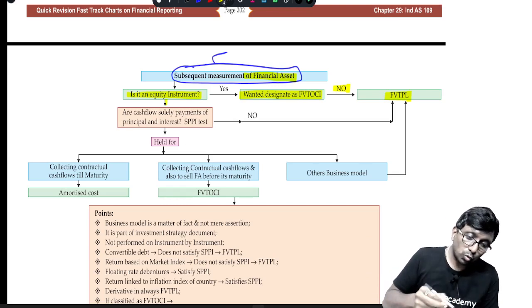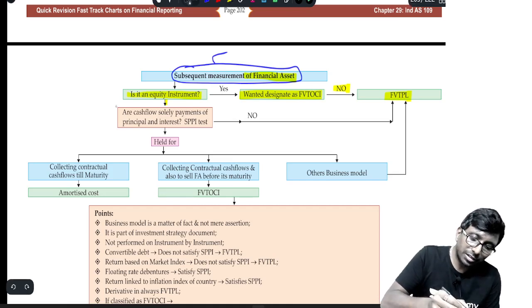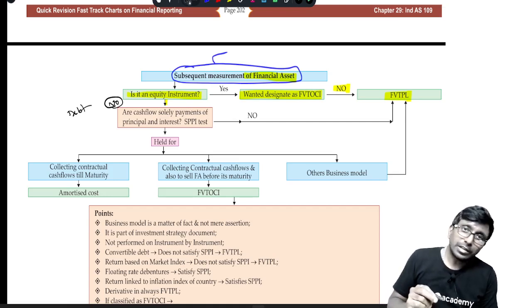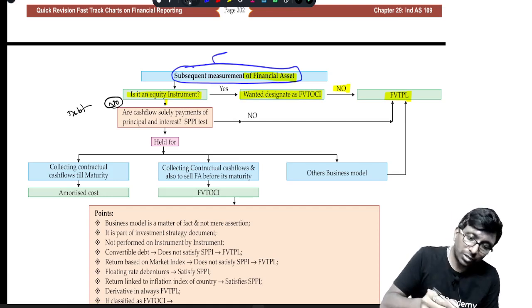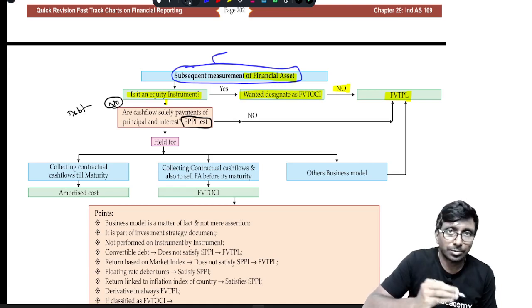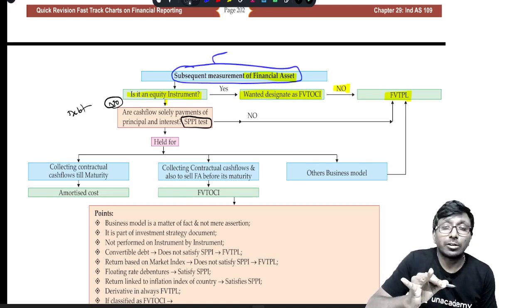If you say no, it is not an equity instrument. That means it is a debt instrument. For a debt instrument, first we'll ask, do you satisfy the SPPI test? SPPI test means whatever cash comes, is that cash in the nature of principal and payment of interest?